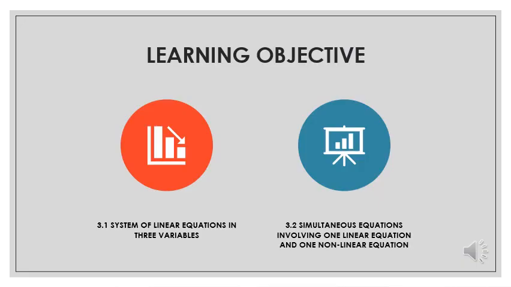Okay class, here is our learning objective. 3.1 System of Linear Equations in 3 variables. 3.2 Simultaneous Equations involving one linear equation and one non-linear equation. In this part, 3.1 and 3.2, you will use your prior knowledge, what you have learned in lower form, in elimination or substitution method in solving simultaneous equations.